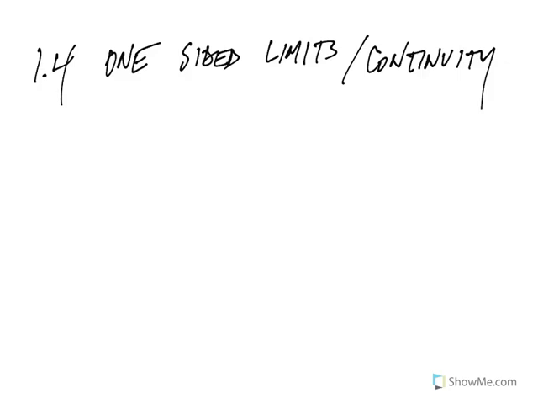Today we're going to be doing section 1.4. 1.4 is one-sided limits. And then before we're out of here today, we'll talk about continuity. So essentially, one-sided limits are nice because you work them exactly like you work two-sided limits.